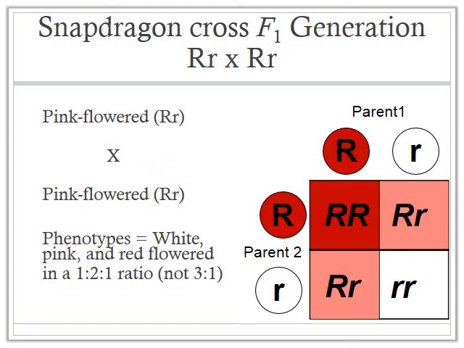So phenotypes, white, pink, and red, and they are in the ratio of 1 to 2 to 1, just like our genotype ratio. In this case, the genotype ratio and the phenotype ratio are the same, 1 to 2 to 1. If I asked you what percentage of the offspring was going to be pink, you would say 50%. What percentage is going to be white? You would say 25%.